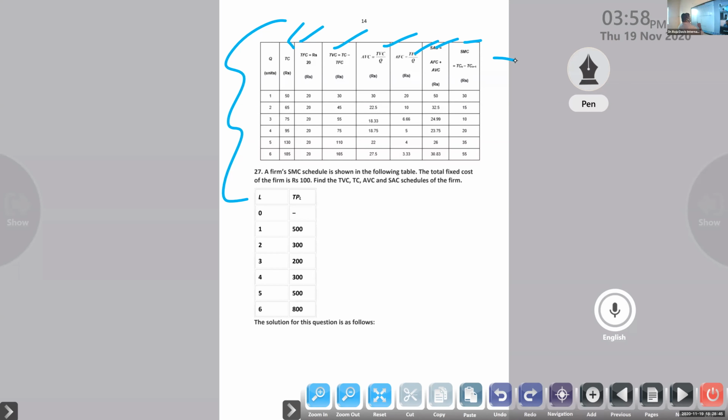Question number 27. Just take a screenshot here. 600, 400, 100, 400, 600, 700. Change that.